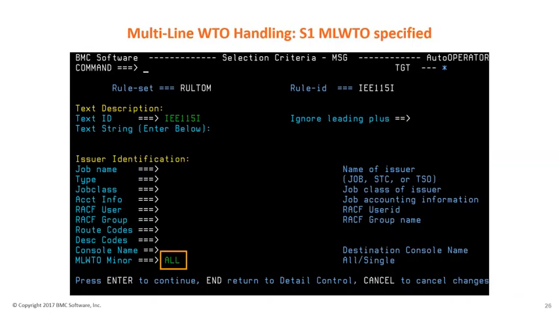So here's how we would put it into the selection criteria. First, we specify the text ID, IEE115I, and then down at the bottom, we specify how we want to handle the multi-line WTO. And in this case, we say all, so we'll break down the lines and the words within the lines.